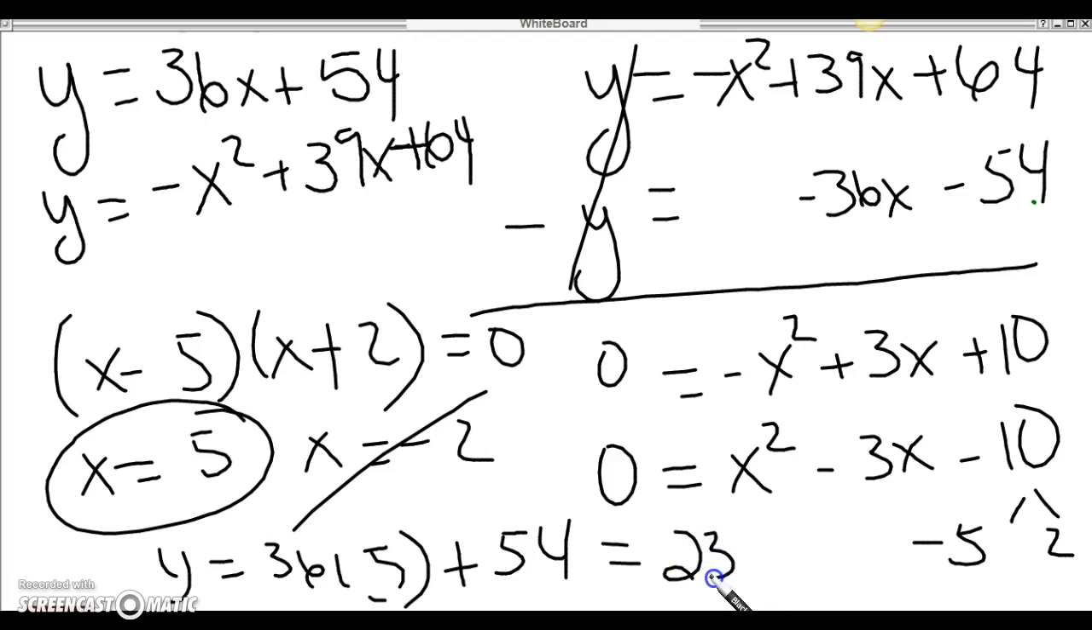So 234 people came after 5 days. They were the same amount.